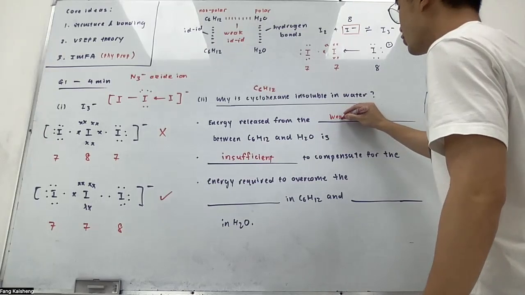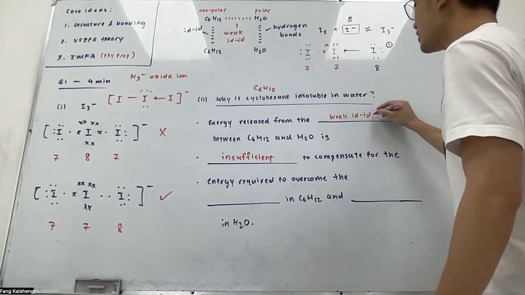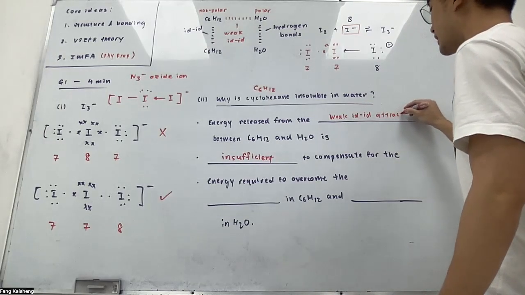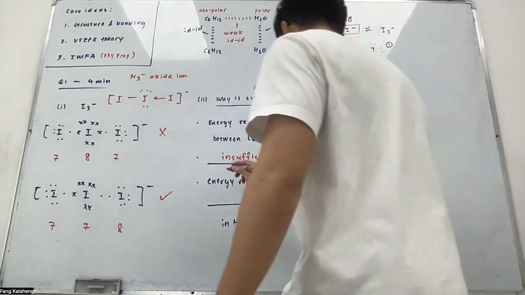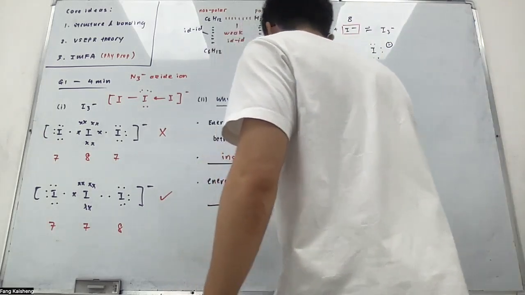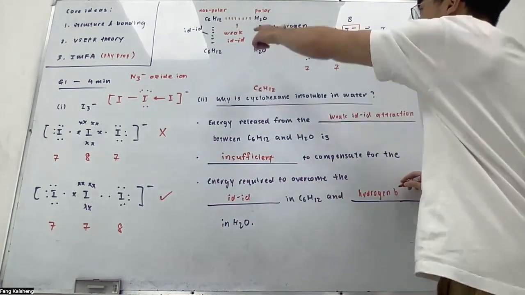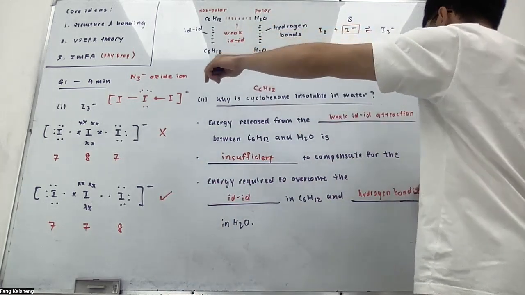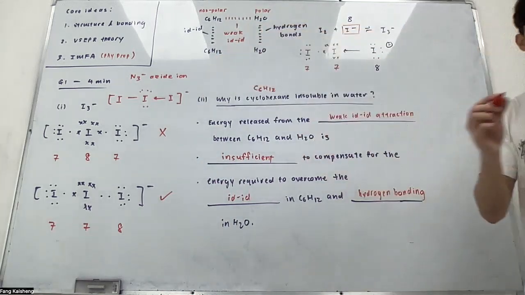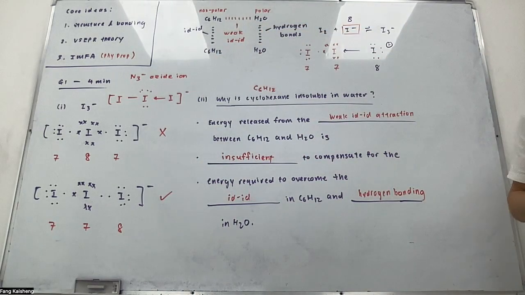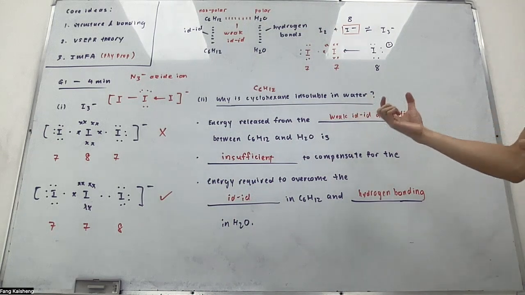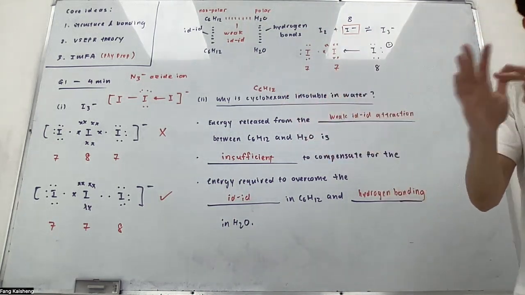Okay, so energy released from the weak ID attractions is insufficient to overcome the ID in C6H12 and hydrogen bonds in water. Generally, if you can draw out this diagram, you can already ask. So you can first start with the work for this question. Okay, it's good to put the word weak. If you don't put the word weak, it's fine.